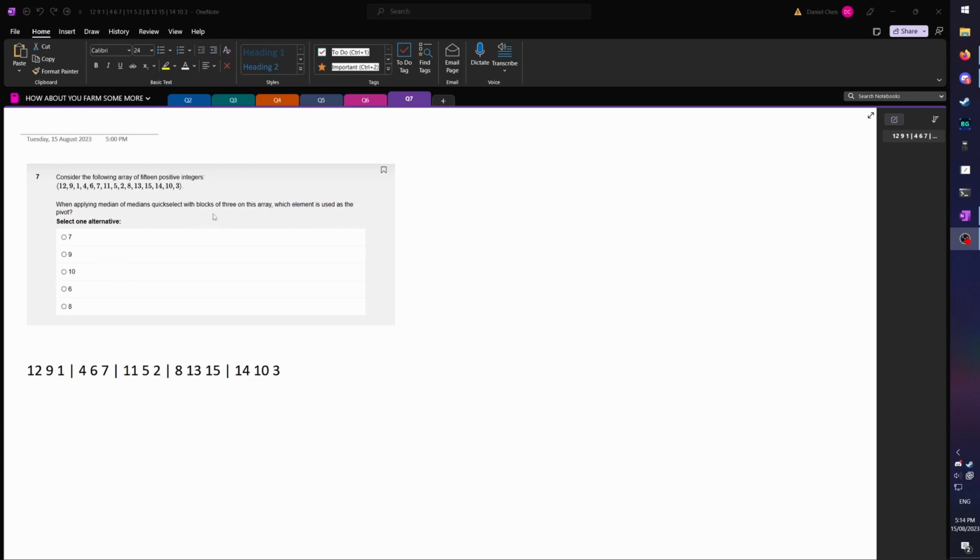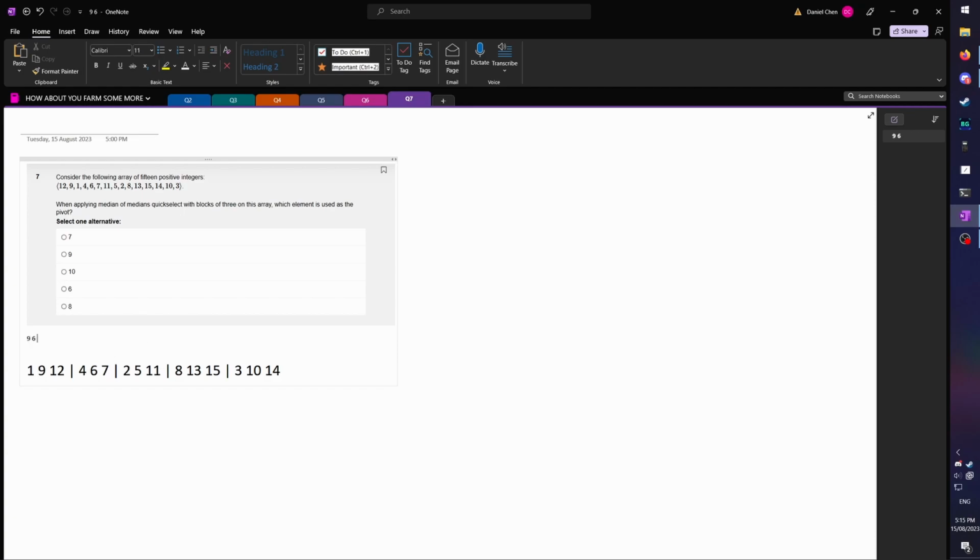Question 7 is very simple. They want me to partition it into blocks of 3, so I've just basically placed dividers for every 3 elements. And now you just need to sort each one. So 1, 9, 12, 4, 6, 7, 2, 5, 11, 8, 13, 15, and 3, 10, 14.